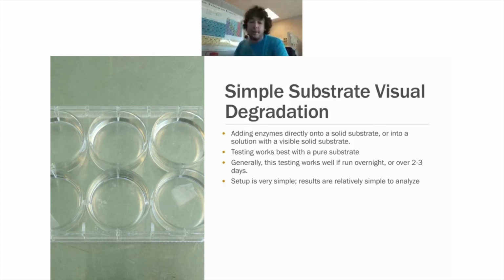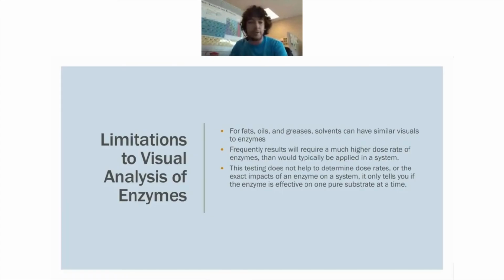The one caveat on this test would be I would make sure the pH conditions are favorable or representative of your system, so you know if a product is actually working in somewhat representative conditions. There are some limitations though. Solvents could have visual effects on fats, oils, and greases, meaning you could have a solvent product look a lot like an enzyme product. Frequently, you're going to end up applying a fairly high dose of enzyme product in this case because visual degradation relies on having a fairly large chunk of solids.